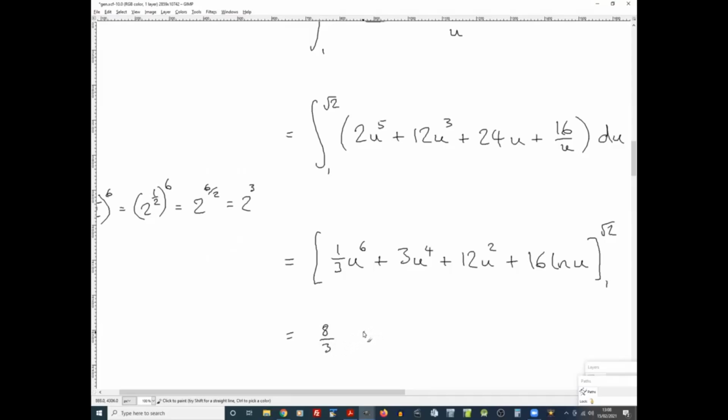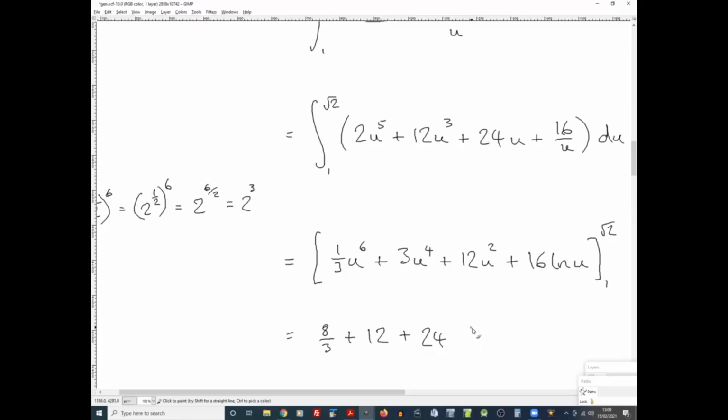Plus next term? Root 2 to the 4 is 2 to the 4 over 2, 2 to the 2 is 4, 3 times 4 equals 12. Good. Plus 2 to the 2, 24. Good.